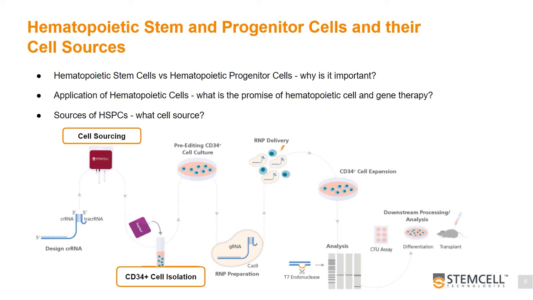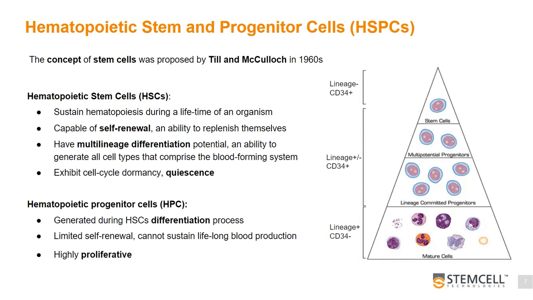In this part, we'll cover what a hematopoietic stem cell is and how it is different from a progenitor cell, as well as why it is important for genome editing workflows. We'll also touch on application of hematopoietic stem cells and their sources. What are hematopoietic stem cells? The stem cell concept was first proposed by Till and McCulloch in the 1960s, when the two defining criteria of stem cells were introduced, multipotency and self-renewal.